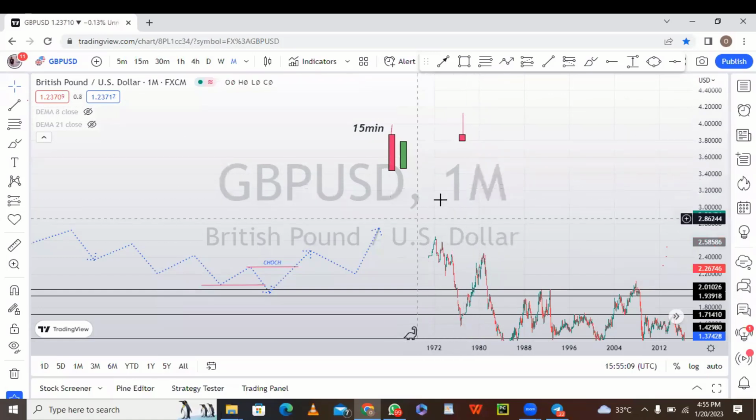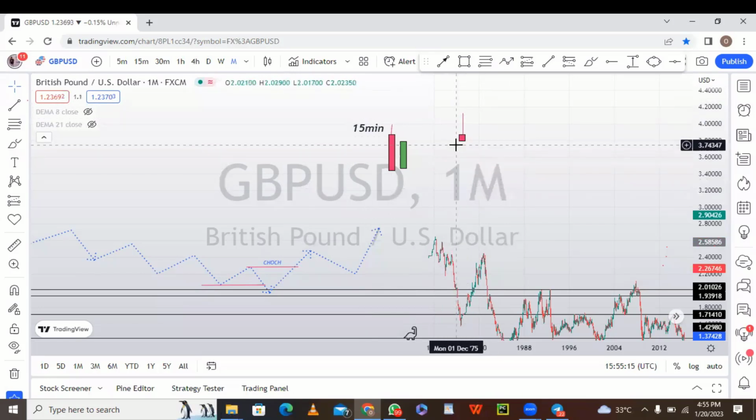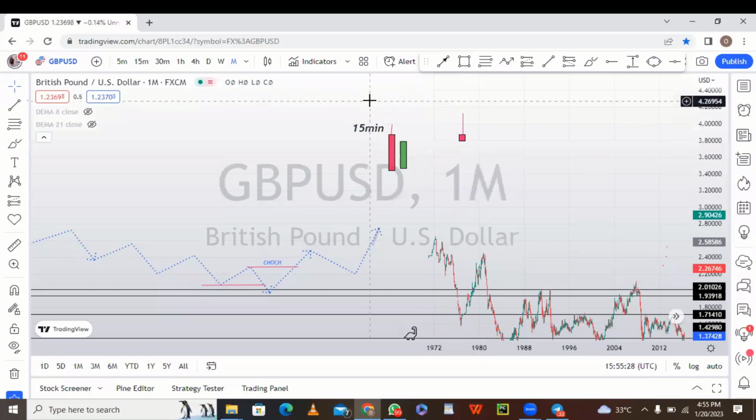Now, a hammer is a kind of candle that you want to see when you are willing to take a buy in the market. Both hammer and shooting star are known as rejection candles. But as I said, a hammer is for when you are looking for a buy position, and you don't just open a buy position simply because you come across a hammer candle. Where you want to see them is on your POI, your point of interest. You want to see those candles form on your point of interest.